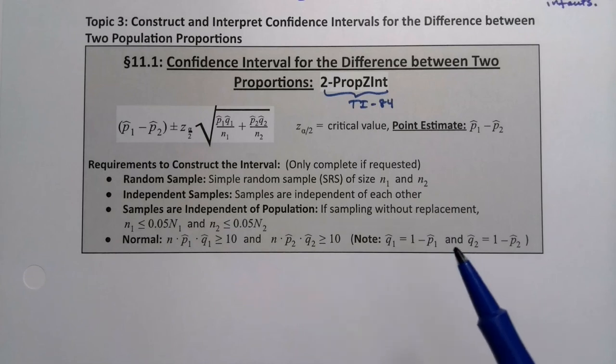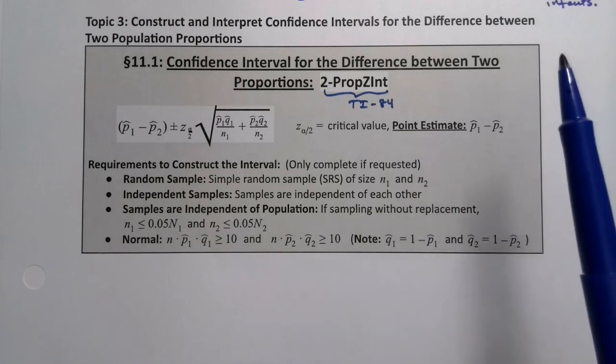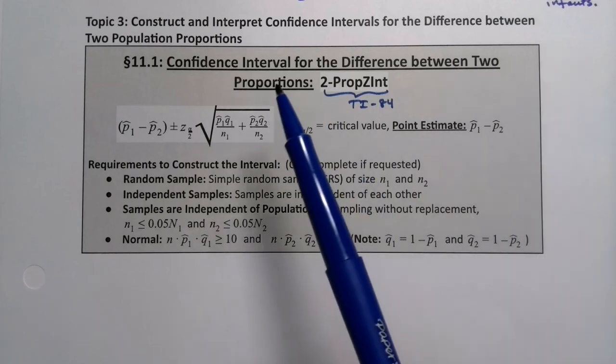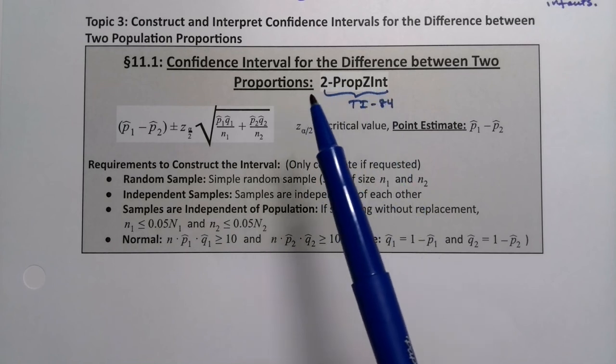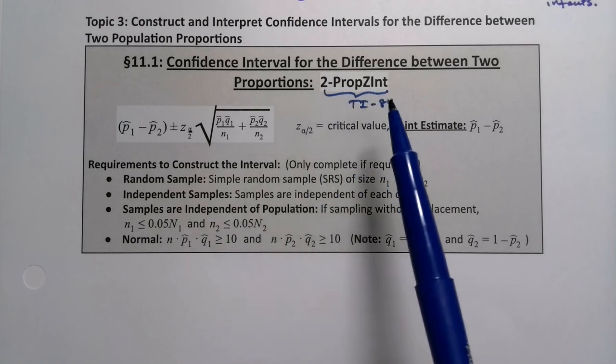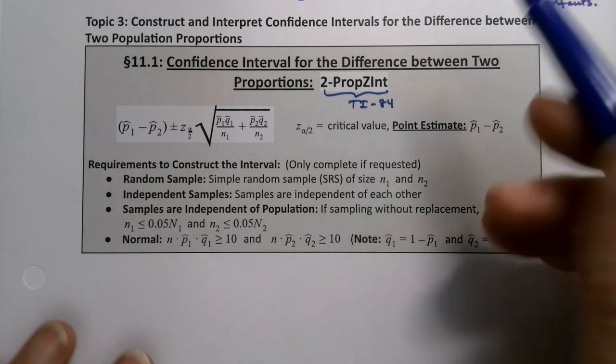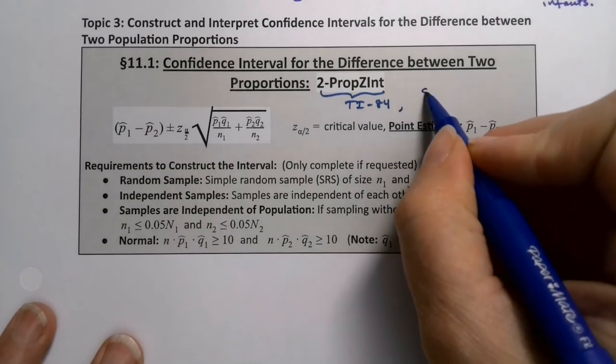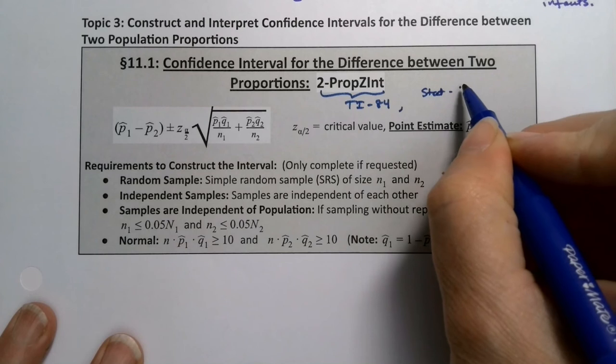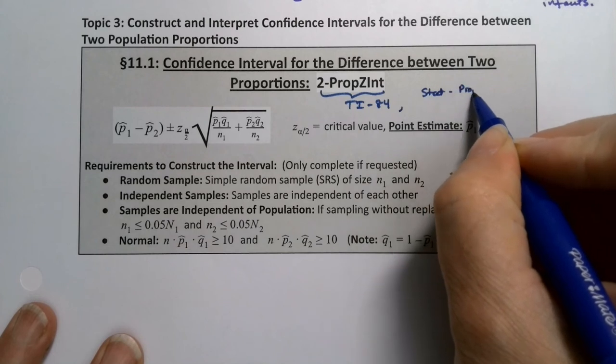The next type of inference that we can do on two populations is constructing a confidence interval for the difference between two population proportions. Now that's 2-PropZInt on the TI-84, and on StatCrunch, of course, you go to the same place we went for the tests. So you go to Stat, and then you go to Proportion Stats.